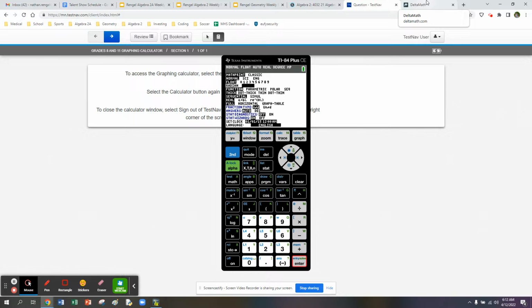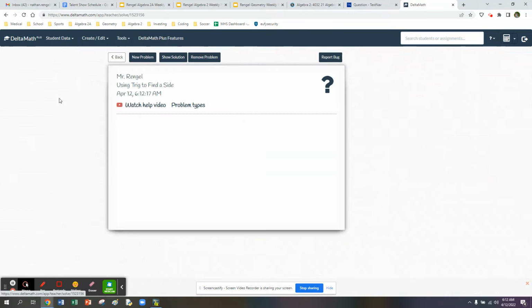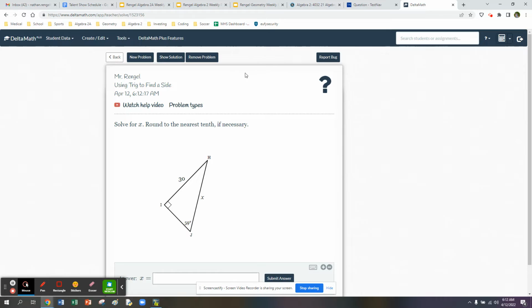So we have two teacher-led problems that are going to use this calculator. We'll head back to our calculator here in a second. So we're going to use trigonometry and angles of right triangles to find missing sides. So we're going to head here to problem one. We're going to find x and round to the nearest tenth.